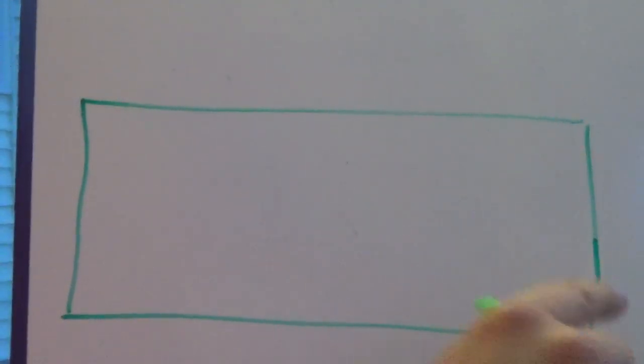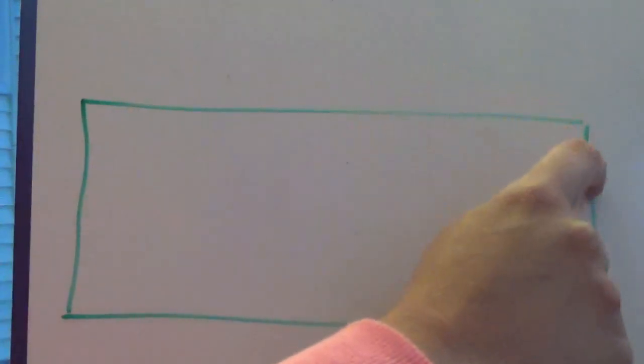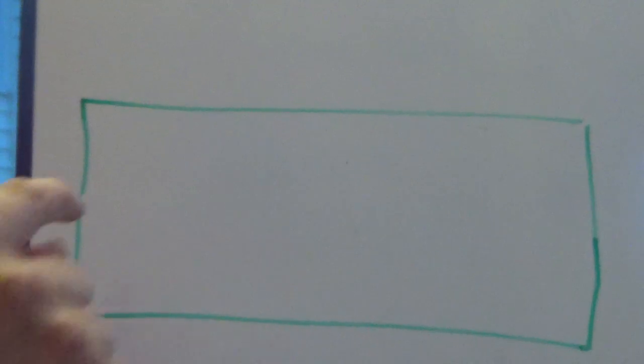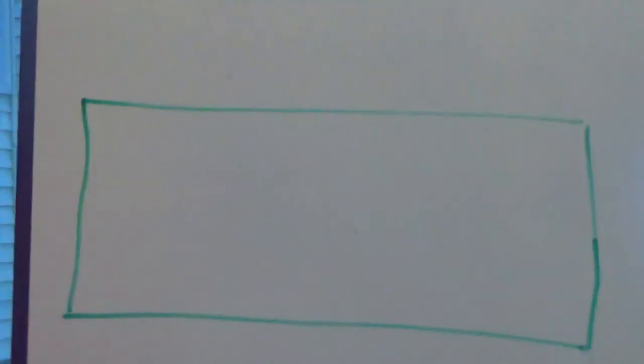And now for this problem, what I need to do, it says to divide this rectangle into 5 equal rows. So rows go left to right. So instead of going from the top to bottom, I need to divide it going left to right. So because I have to do 5 equal rows, that means I need to draw 4 lines.